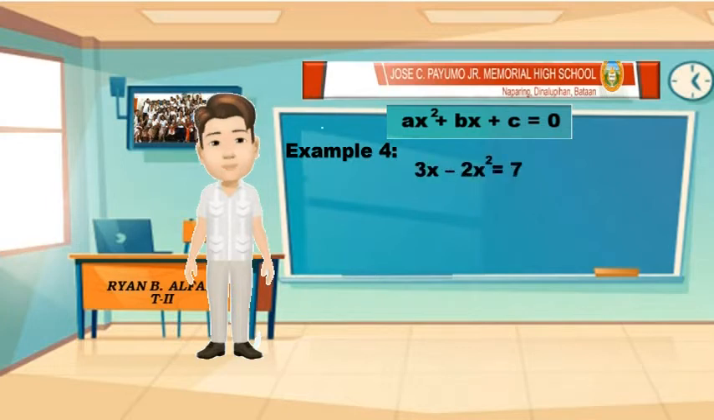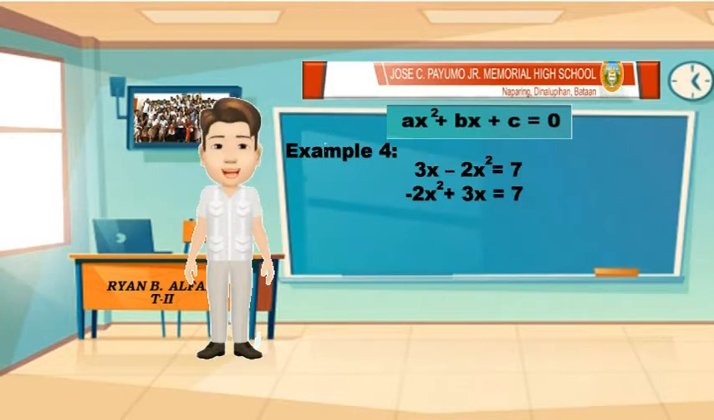Now we have example number 4. 3x minus 2x squared is equal to 7. What can you say about the equation? Yes, you're right. It is not written in the standard form. Why do you think so? Very good, because of the arrangement of the terms. The quadratic term must come first, followed by the linear term, the constant, then equal to 0. So let's arrange the terms. So we will have negative 2x squared followed by positive 3x is equal to 7.